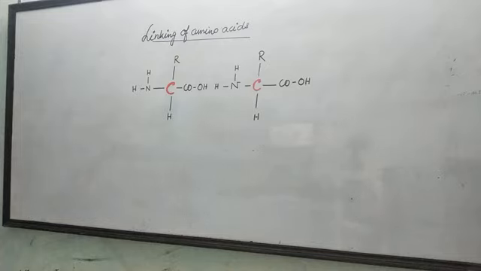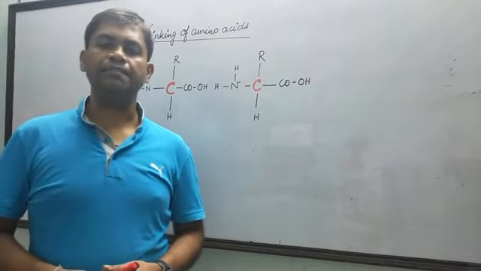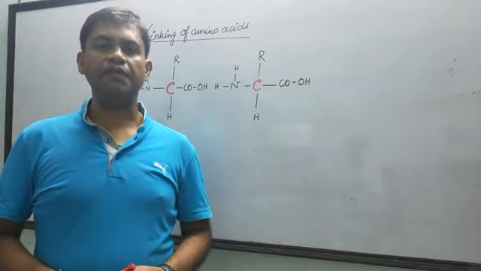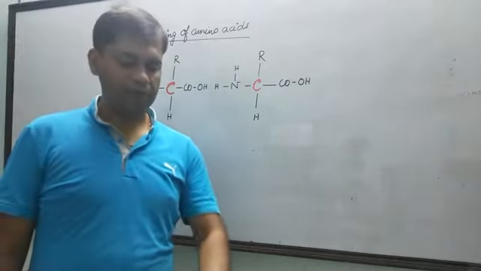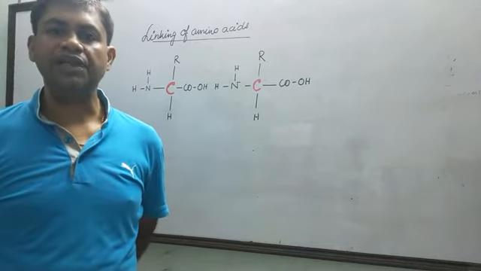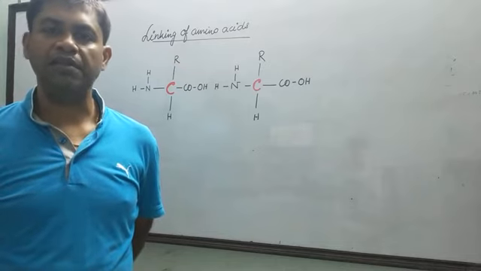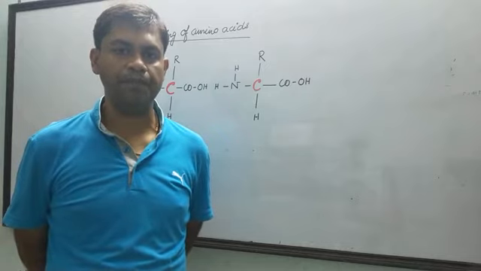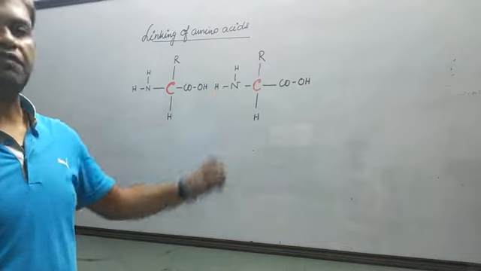In the last class, we have studied up to the types and classification of the amino acid. Today, we will first start with the linking of the amino acid. To explain the linking of the amino acid, I would like to mention that proteins are macromolecules made out of amino acids, and amino acids are called the building blocks of the protein. That means to form a protein, the amino acids have to get joined with each other.